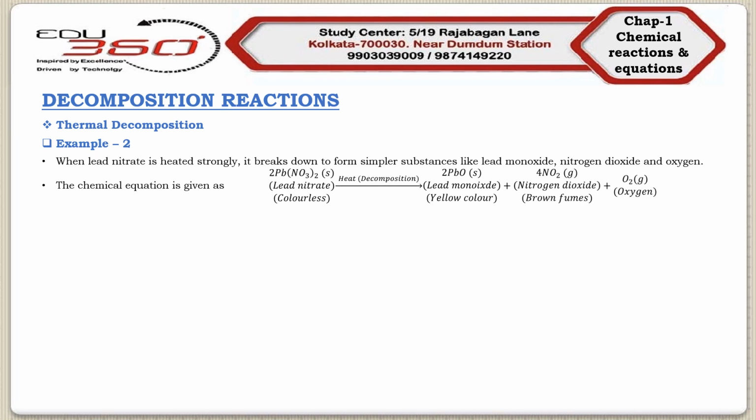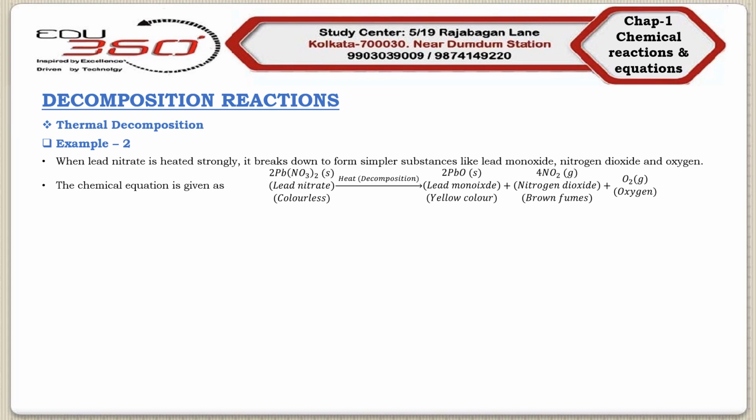2Pb(NO3)2, which is lead nitrate and it is a colorless solid substance. Now in this case we are applying heat, so we have mentioned it within the equation. So it is a decomposition reaction, and it is obviously a thermal decomposition reaction. Now the products are PbO, which is lead monoxide, a yellow colored solid substance, nitrogen dioxide NO2 of brown fumes, and oxygen O2, which is a colorless gas.